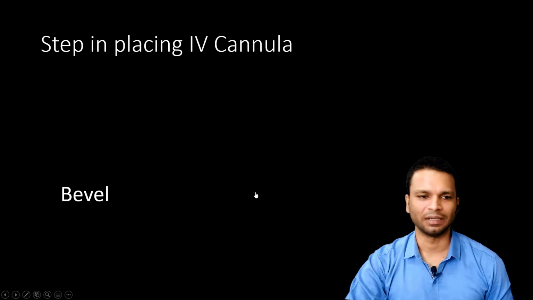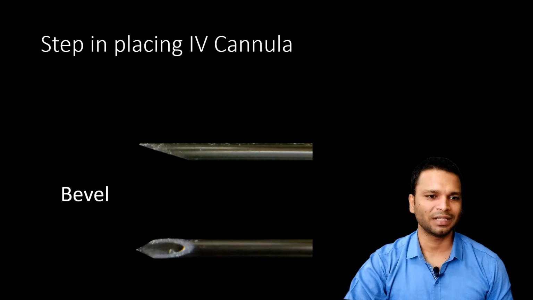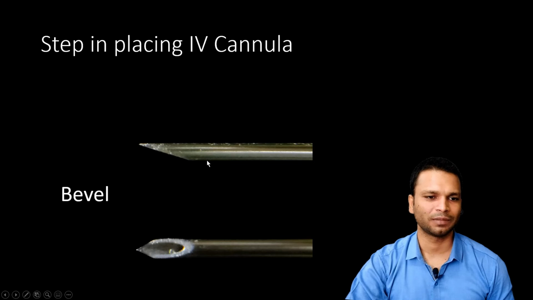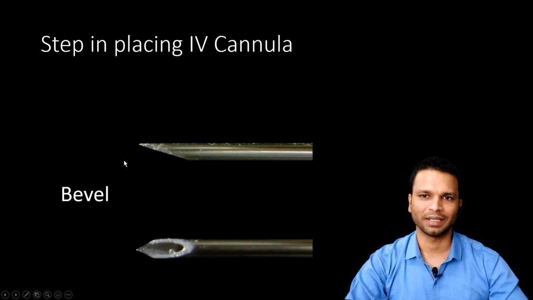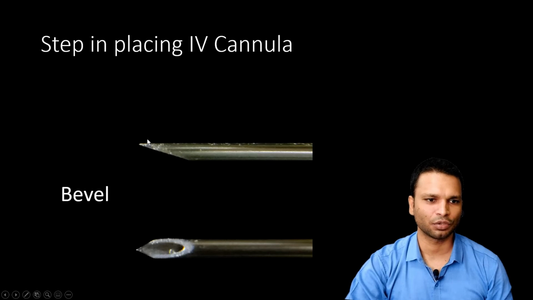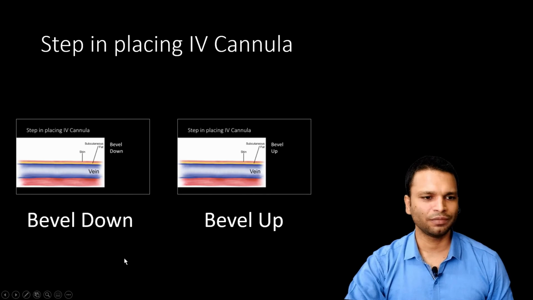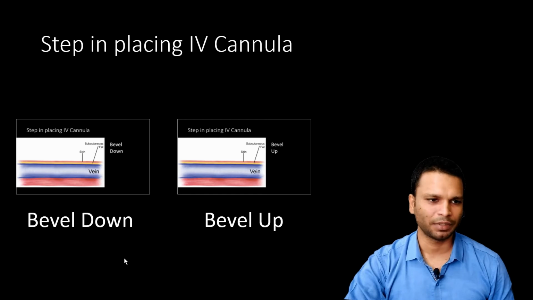Then we have the bevel. Now as I've mentioned earlier, the bevel is the cut portion of the stylet tip. So this is the cut portion of the stylet, that is called the bevel. Now you have to keep this bevel always away from the skin. So this flat surface should be in contact with the skin, whereas this should be facing upwards. I'll be showing you the video of both bevel down and bevel up.